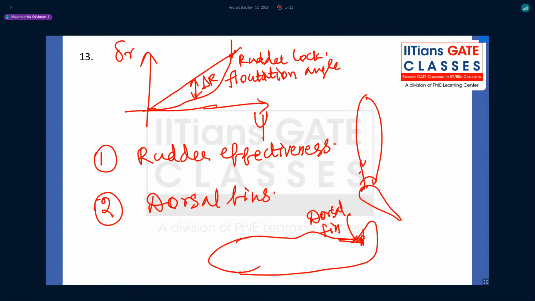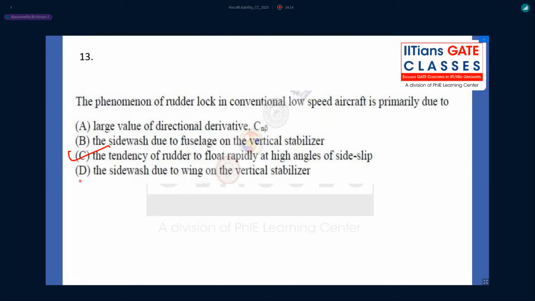Okay. So for this, the only option is the tendency of the rudder to float rapidly at high angles of side slip, which by definition is called rudder lock. Okay. Any doubts?